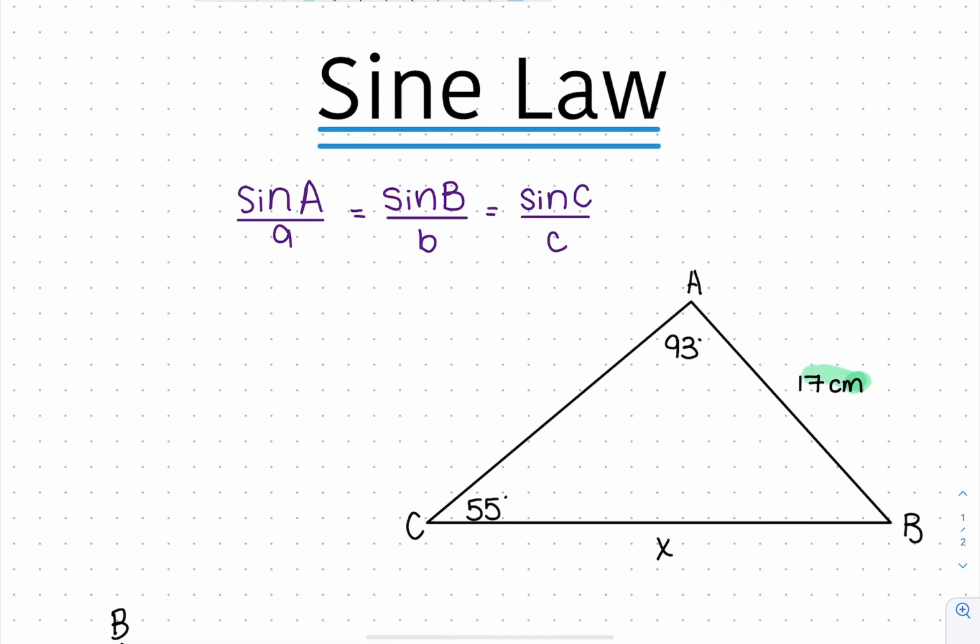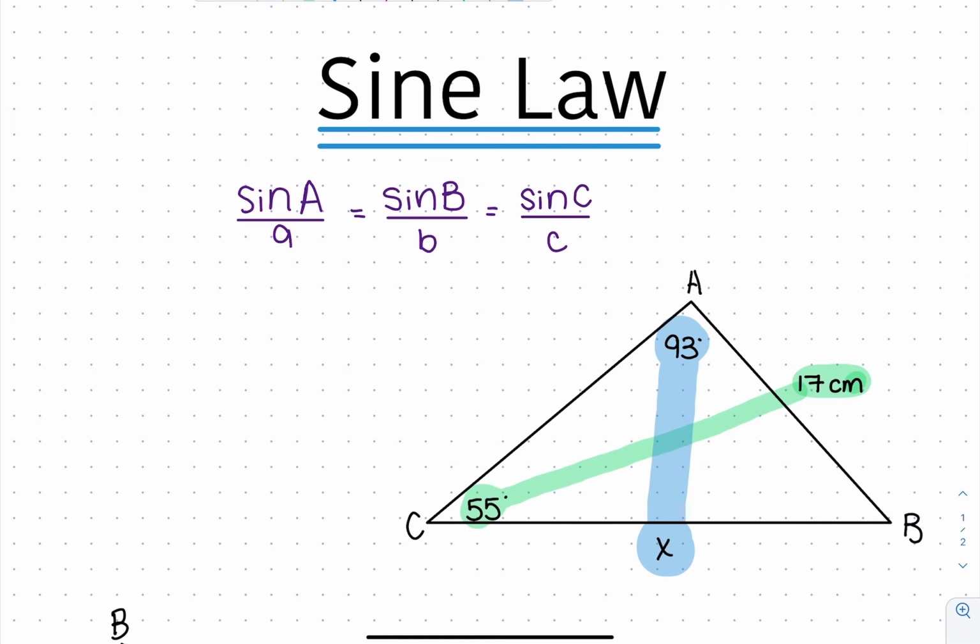So in this case, I have a side and it pairs with an angle. I also have another side, I don't know it, and it pairs with an angle. This allows us to use sine law, so if we had three sides and one angle, or just three sides, we would not be able to use this.